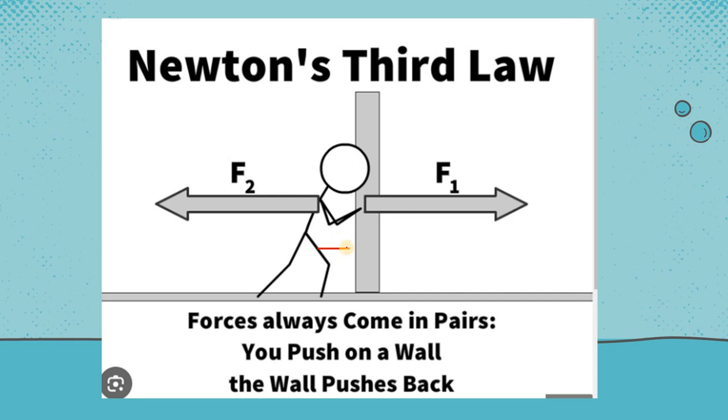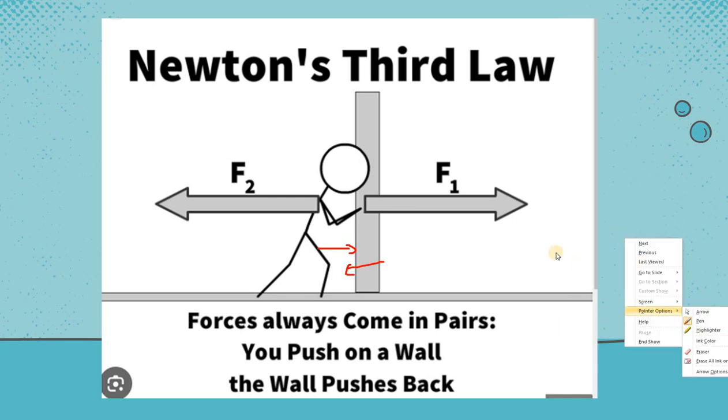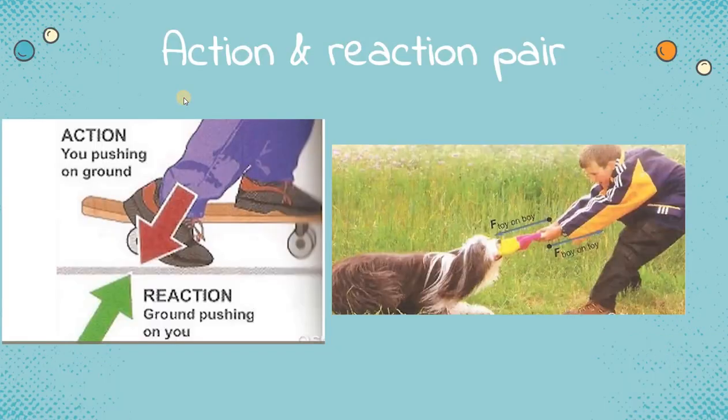If you are pushing the wall this way, the wall also pushes you in the opposite direction. Newton's third law suggests that for every action there will be a reaction, and forces always happen in pairs. You can make a note that this is true. Now let's see some examples from our daily life. Why can we walk easily on the ground? Because when we push the ground, the ground also pushes us, right? So this is again an example of action and reaction.